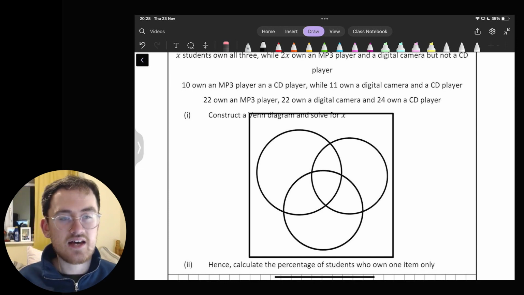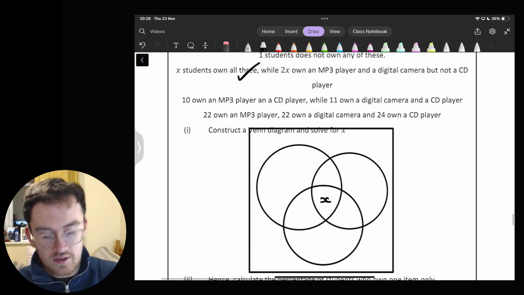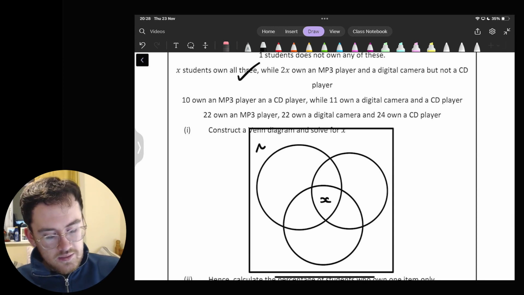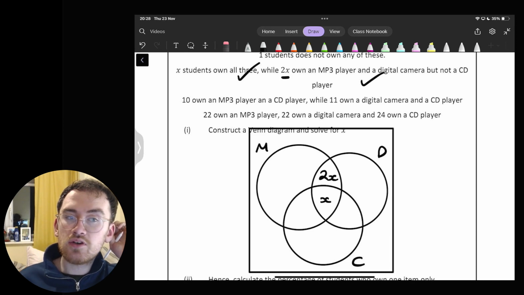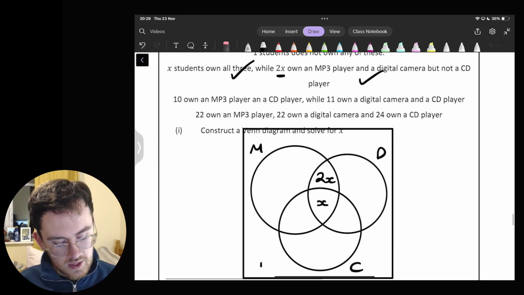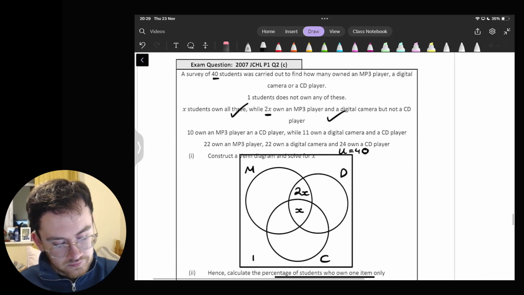Okay, so let's have a look. Is there anything we know in the middle? X students own all 3. 2X own an MP3 player and a digital camera, but not a CD player, so 2x is going to be here, just above. Let's see what else we're told. One student does not own any. There are 40 students altogether.